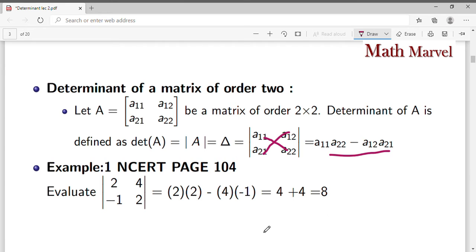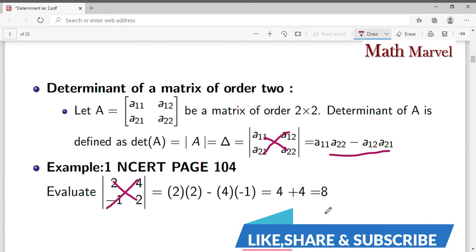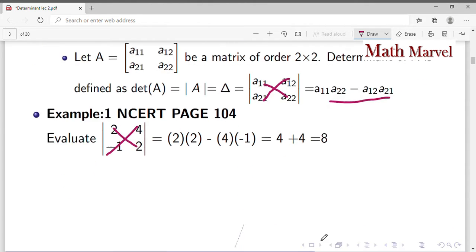Now see the example. This example is from NCERT page number 104. This is from the textbook. Evaluate the determinant with rows 2, 4 and -1, 2. So how can we evaluate? According to the definition, this one is my a11, a12, this one is a21, a22. Now do the cross multiplication. So here 2 into 2 minus 4 into minus 1. Now simplify this. So we get 4 minus minus becomes plus, 4 plus 4 equal to 8. So the value of this determinant is 8.